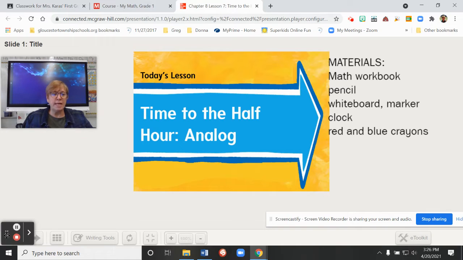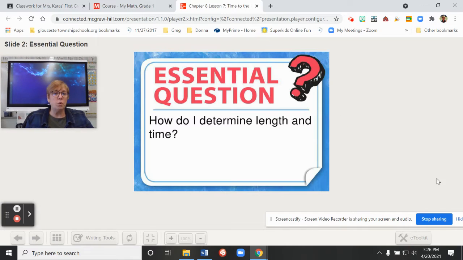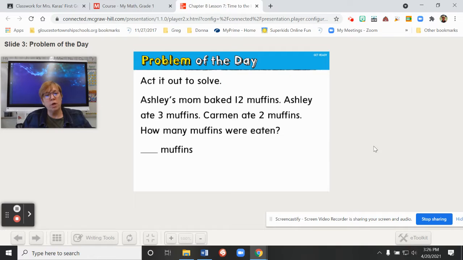Okay, so today's lesson is telling time to the half hour on an analog clock. We are working on the answers for how do I determine length and time. But before we do that, we are going to do a little bit of a math warm-up. So this is where your whiteboard and marker will come in handy.